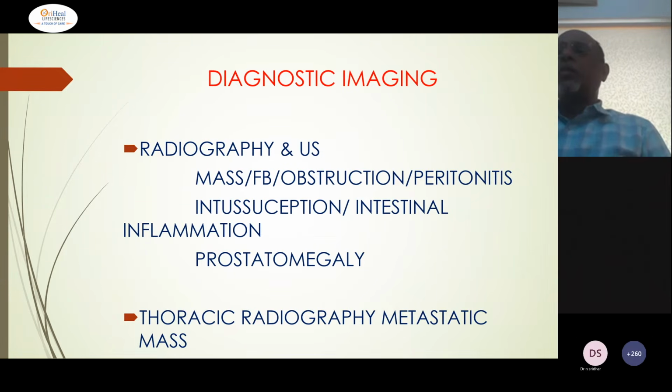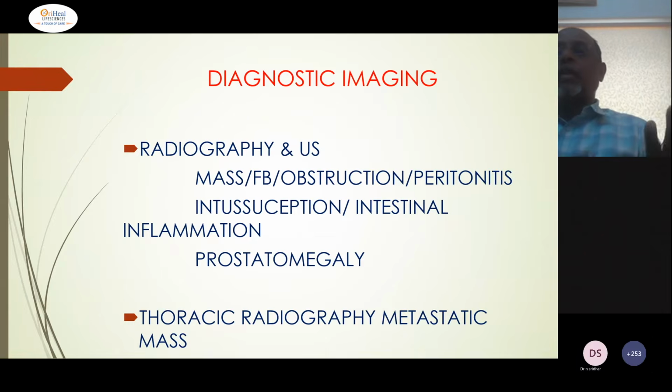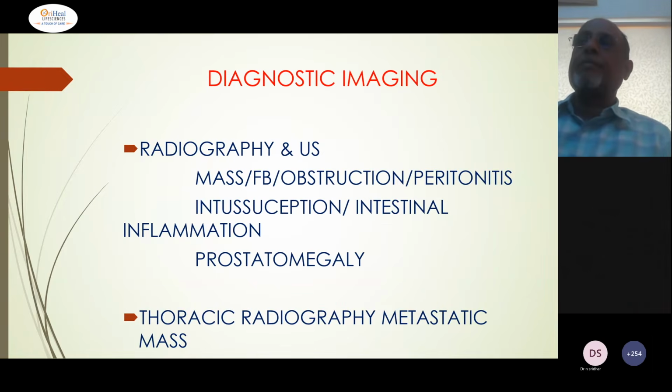When you do ultrasound, usually on a transverse section you'll be able to see the 5 layers of the intestine, mucosa and things like that. Those layers will be lacking when you do an ultrasound on intestinal inflammation. Prostatomegaly. A lot of your differential diagnoses can be narrowed down by doing simple radiography and ultrasound. If it is not very clear, you can go in for contrast radiography. And of course, when you suspect tumors, you can always go in for thoracic radiography to see metastatic mass.